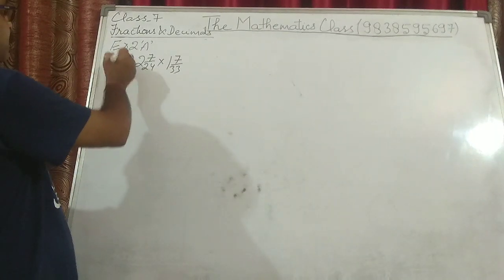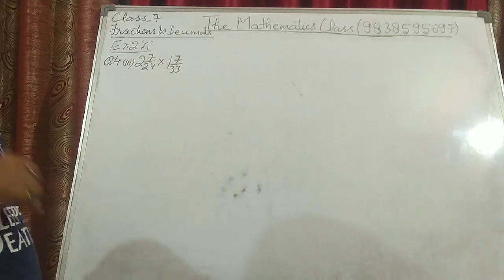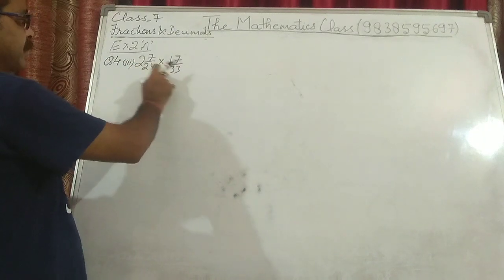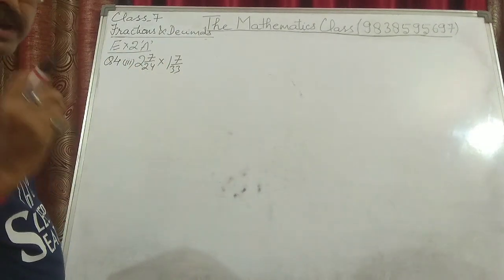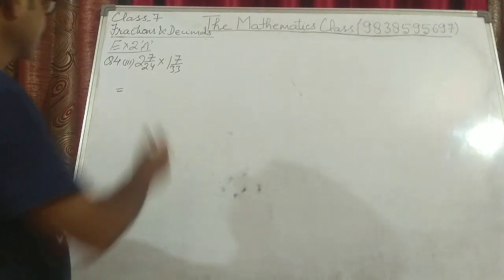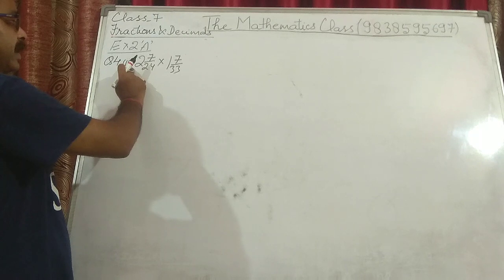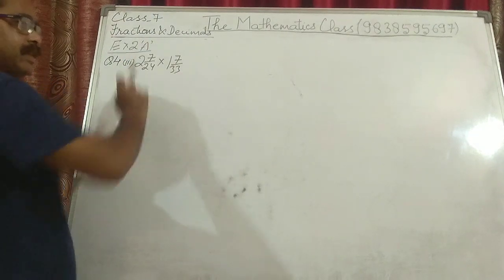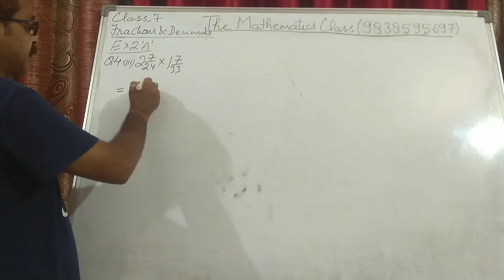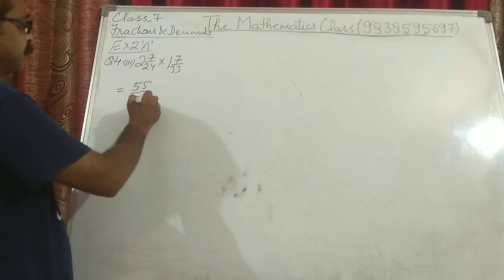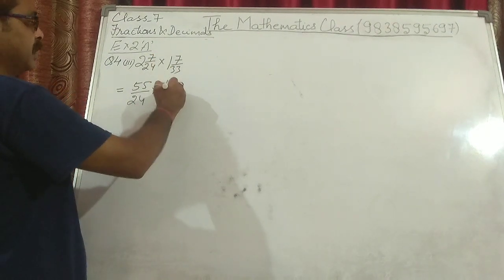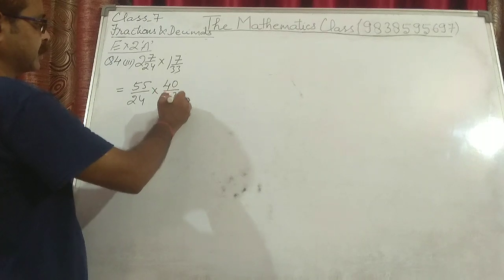Now I have taken question number 4, third part. It says multiply, which means we have to multiply the given fractions. These fractions are given in the form of mixed fractions, so first of all we convert them into improper fractions. 24 into 2 is 48, 48 and 7 is 55. So 55 upon 24, and 33 into 1 is 33 plus 7 is 40 upon 33.